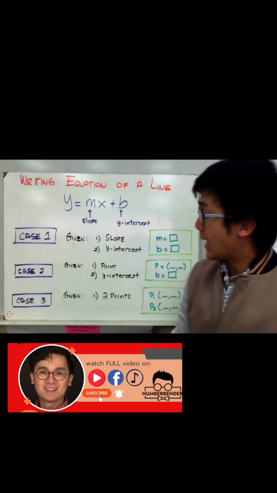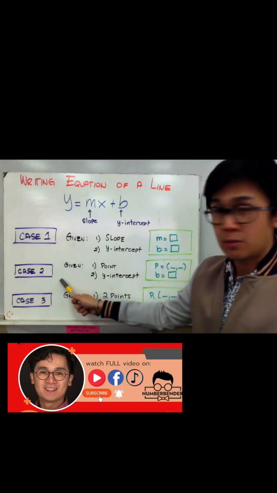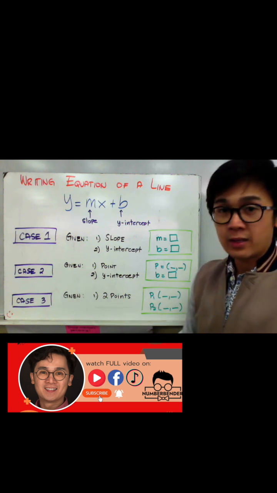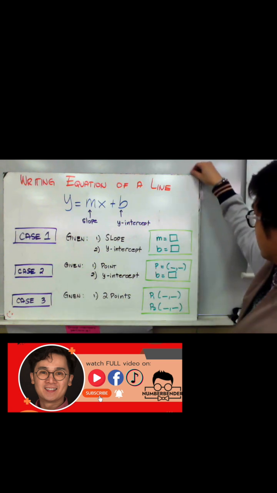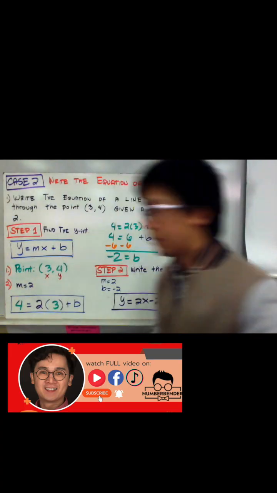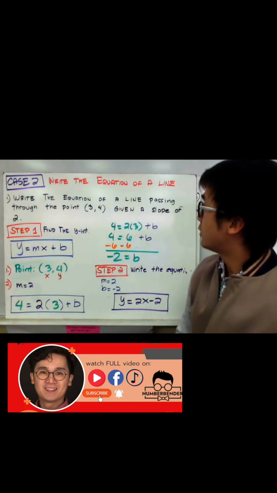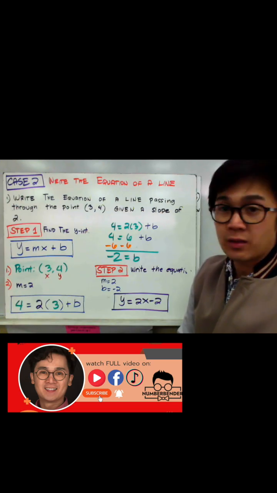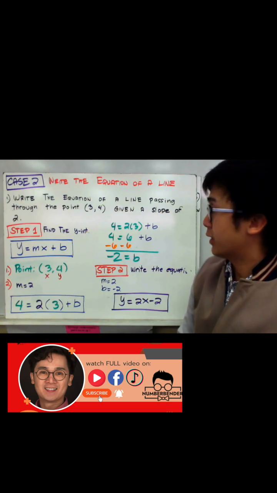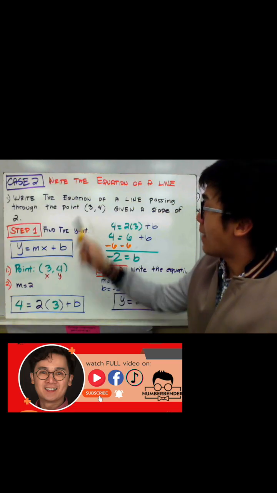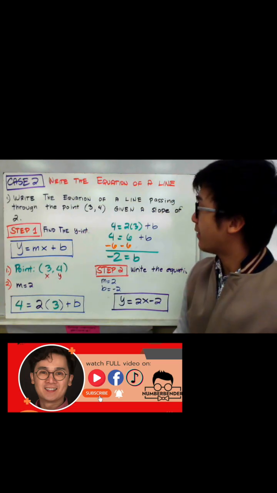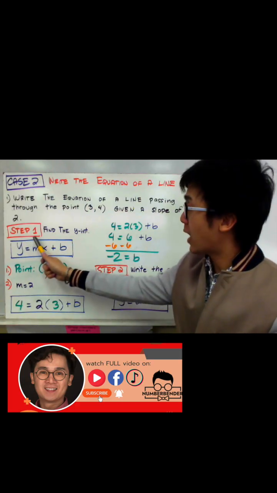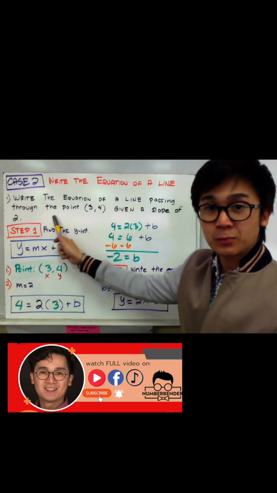Now, for our first example, we are going to focus on case number 2 in answering problems given a point and y-intercept and writing the equation of a line. So in this example, we need to write the equation of a line given that the line is passing through the point (3, 4) and a slope of 2. So in this example, we have two givens, and that's the point and the slope. So first step is to find the y-intercept of this particular problem.